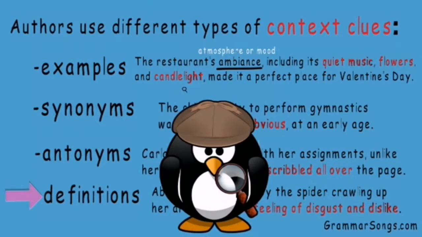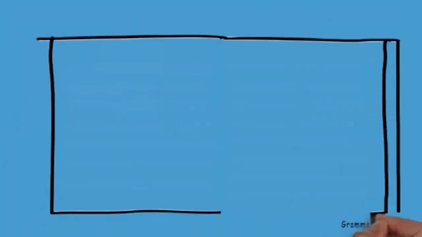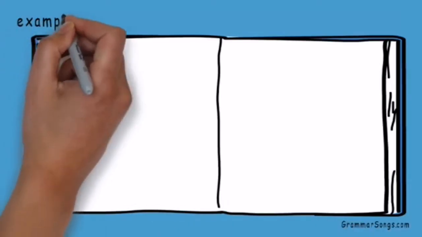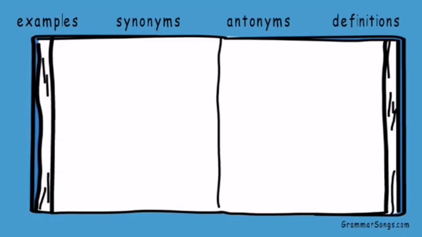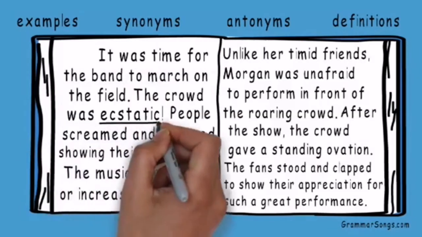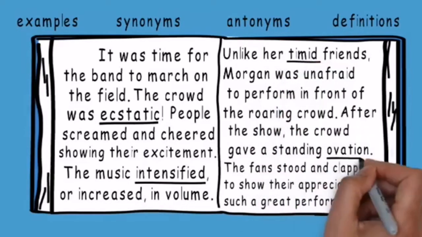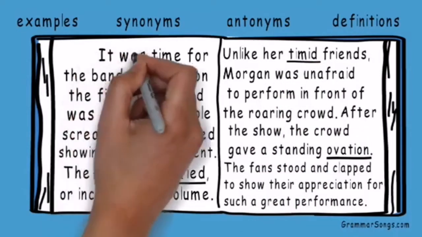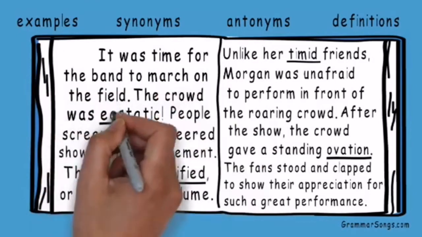I can find context clues in the words. Exactly. Remember, context clues can be examples, synonyms, antonyms, or definitions. Let's read a paragraph and look for the context clues a reader might find if he or she was unfamiliar with the underlined words. It was time for the band to march on the field. The crowd was ecstatic.